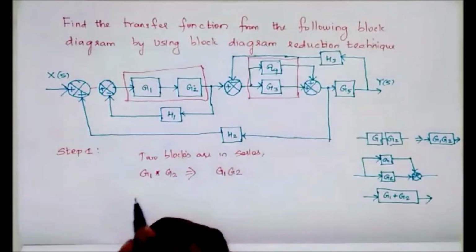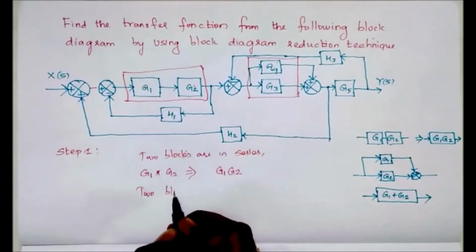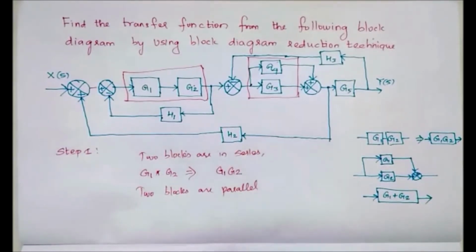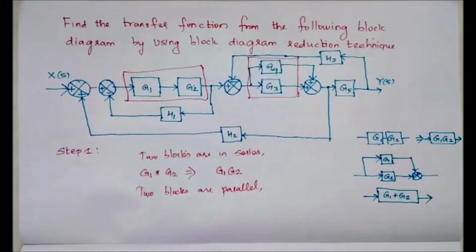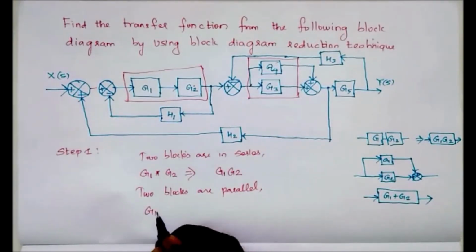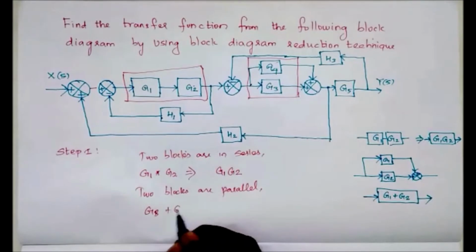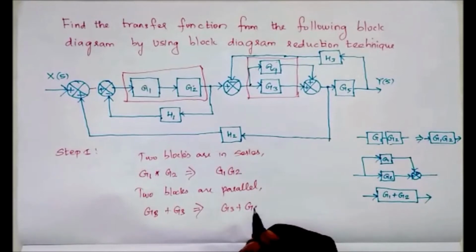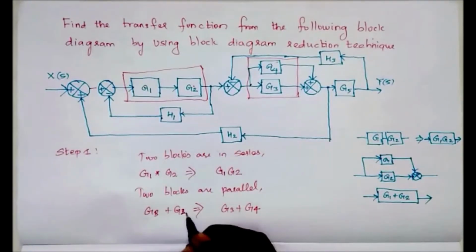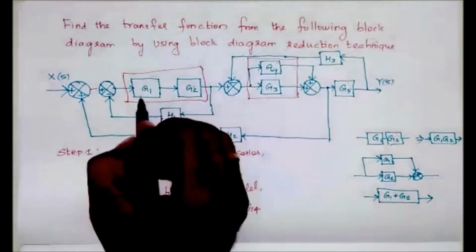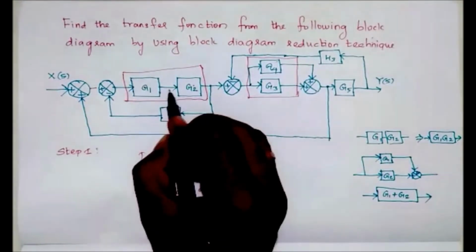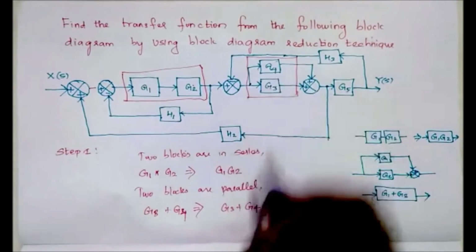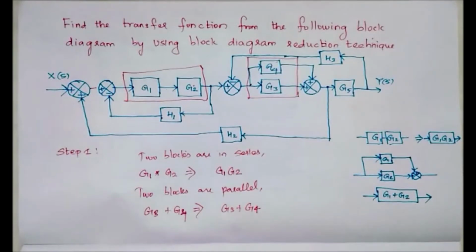Next, two blocks are parallel. Two blocks are parallel, therefore we have to add gain g3 and gain g4. Finally we will get g3 plus g4. Therefore instead of these two parallel blocks we have to use only one block that will have gain g3 plus g4.